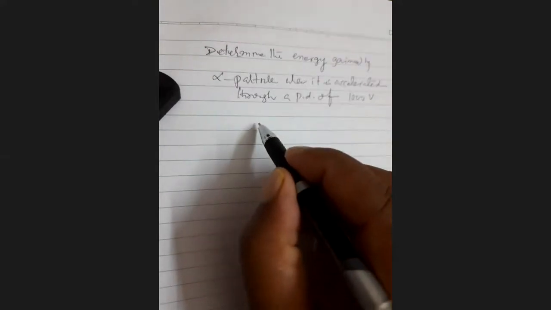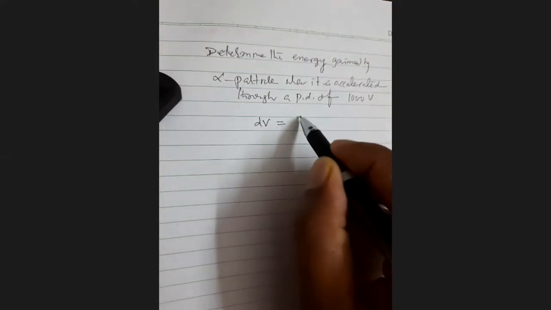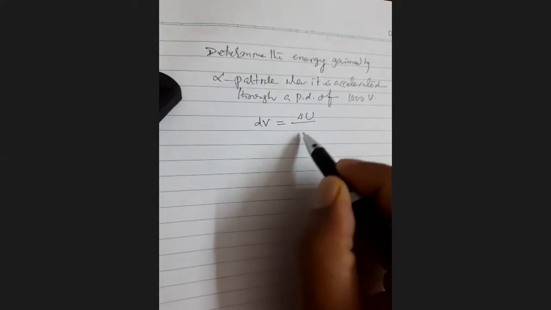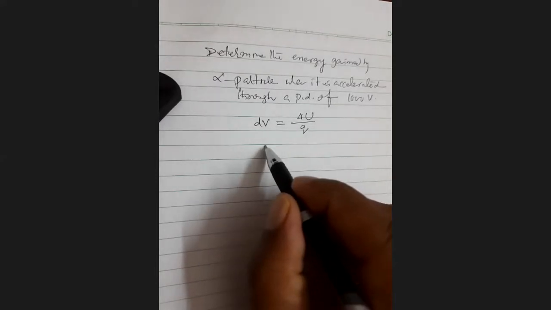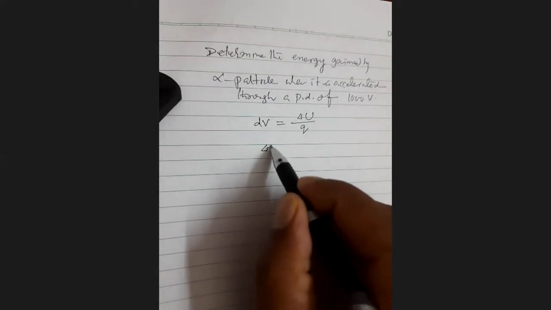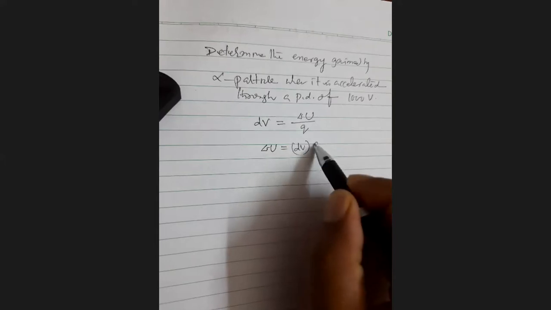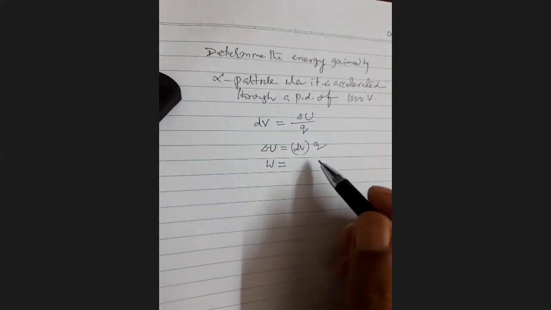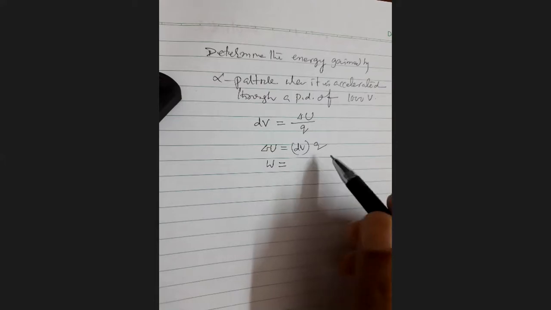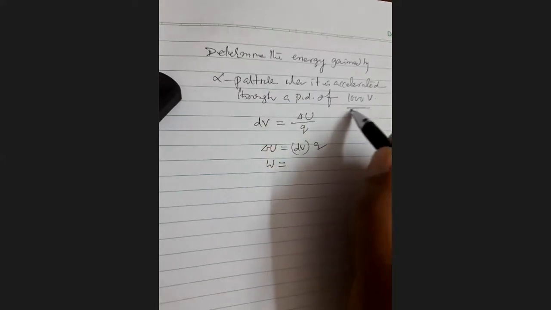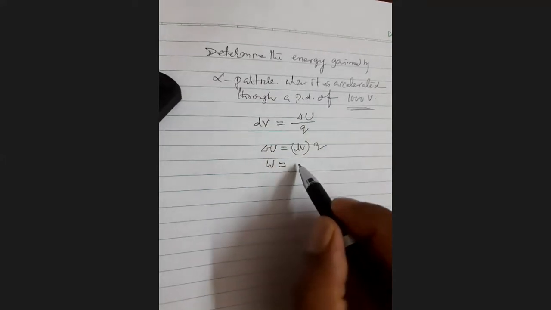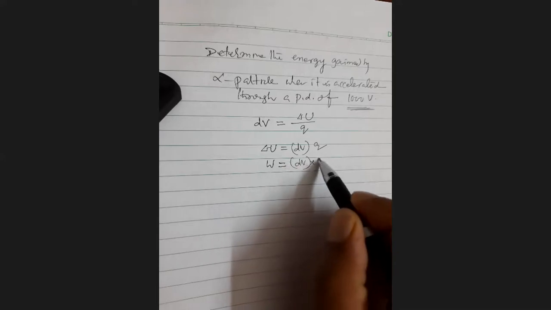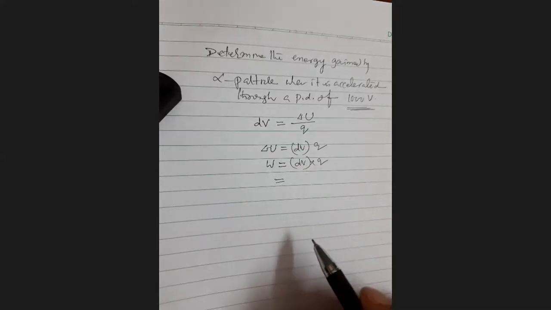So we have the potential difference dV equal to the change in potential energy per unit charge, delta U by Q. From this, delta U is equal to dV into Q. Simply we can write the work done. So the work done, or the energy gained by the alpha particle when it is passing through the potential difference of 1000 volts, is equal to the potential difference into the charge of the alpha particle, right?